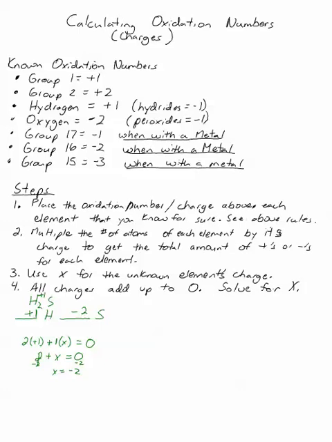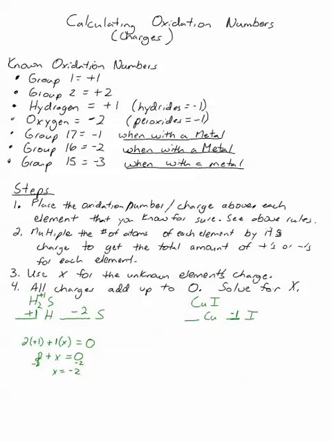Now, let's do some that require a little bit more work here, okay? Let's do copper iodide, okay? So CuI. Now, in this case, we have copper, and copper is a metal, but we don't know the charge. Iodine is in group 17, and when you have a group 17 with a metal, we said that the charge is -1.